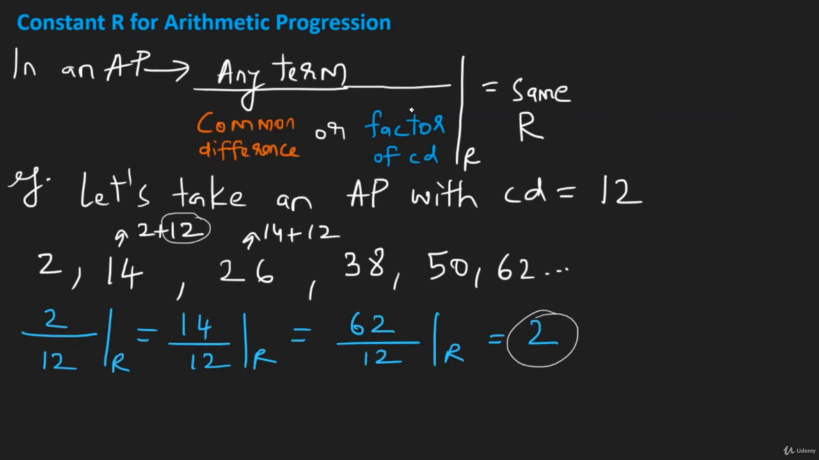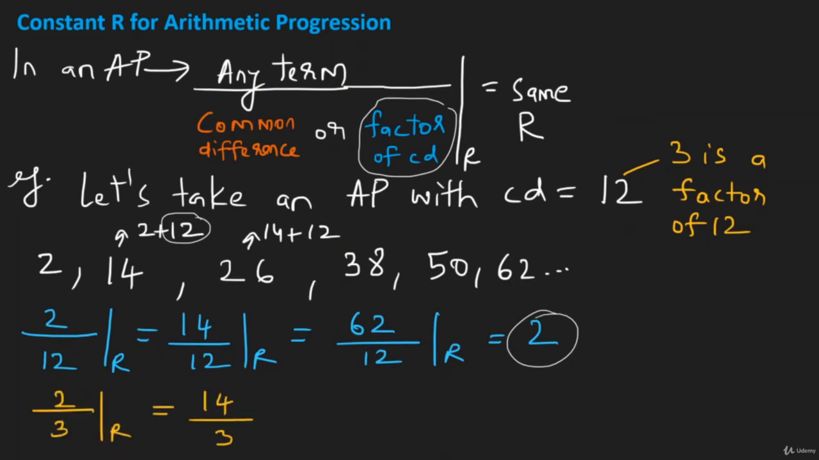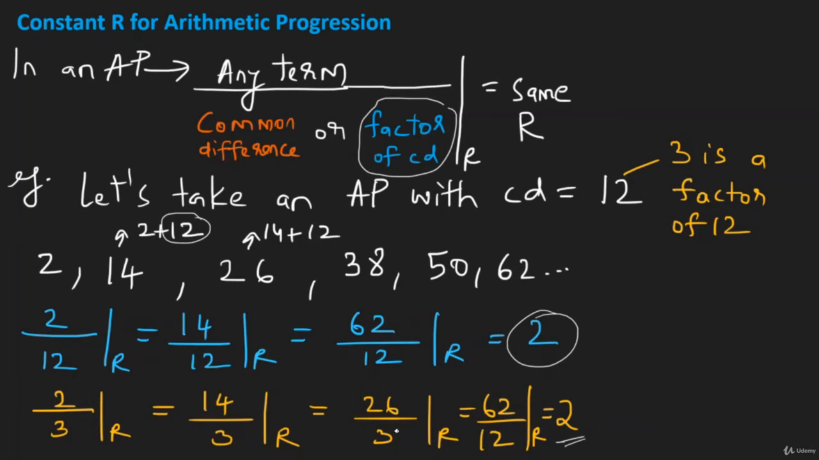Another thing is, we said that you could also divide by a factor of the common difference and get the same remainder. Now, we know that 3 is a factor of 12. So let's try whether all these terms give the same remainder when you divide by 3. 2 divided by 3, 14 by 3, 26 by 3, 62 by 3, all of these give me the same remainder, 2 itself, right? In the case of 26 by 3, 24 is 8 into 3, so 26 is 24 plus 2, so your remainder over here is also 2.